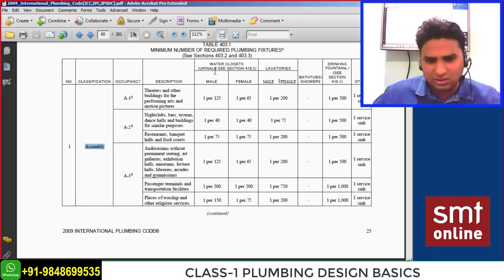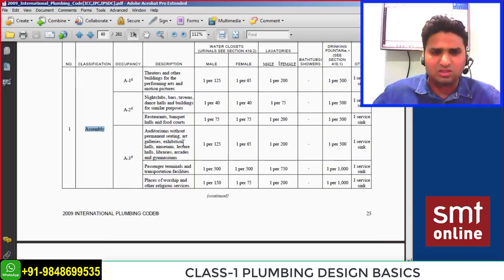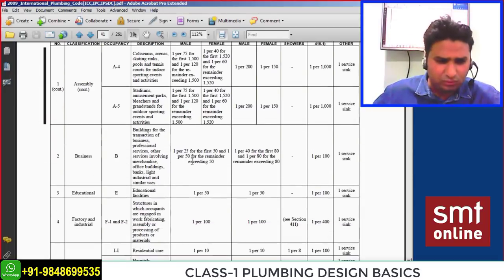What kind of project is it? Laboratory, nothing but a wash basin. Bathtub if required: if it's residential, yes; if it's commercial, then it need not be required. And drinking fountain, generally you find this in public places, so this is 1 per 500, and other if anything is required in excess, that is one servicing. Now let me take an example of this.